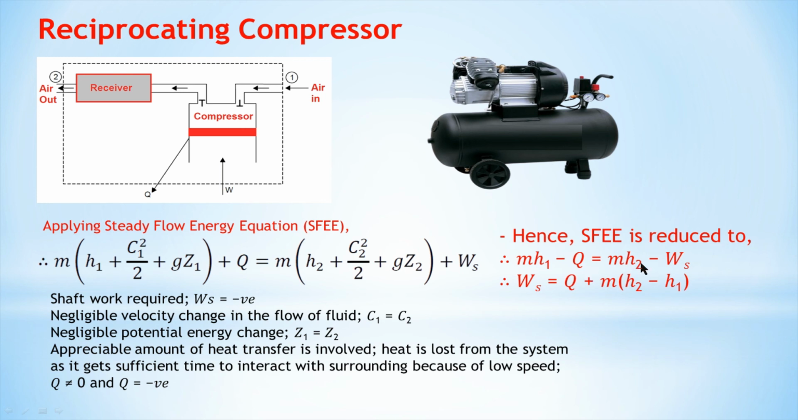Hence the steady flow energy equation is reduced, with kinetic energy and potential energy neglected. A compressor is a work input device, so we consider a negative sign because work is done on the system. The system rejects heat, so Q is negative. This is the simplified form of the steady flow energy equation for a reciprocating compressor. Further simplifying, work done of compressor equals Q plus M into bracket H2 minus H1. So this is the simplified form of the steady flow energy equation for a reciprocating compressor.